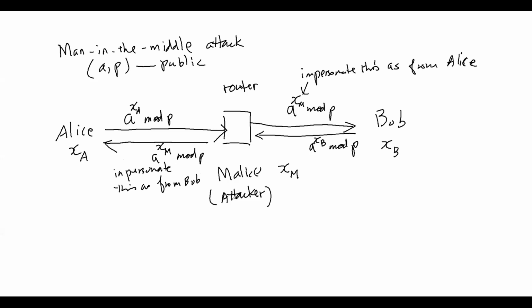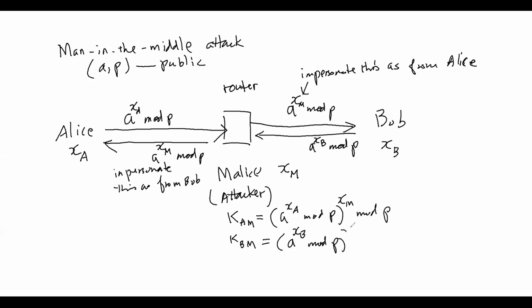Okay, so now Malice computes two keys. So one is KAM, which is A to the XA mod P, XM mod P. The other one is KBM, which is A to the XB mod P, XM mod P. And Bob doesn't know that this is not from Alice. So Bob thinks that it is from Alice.